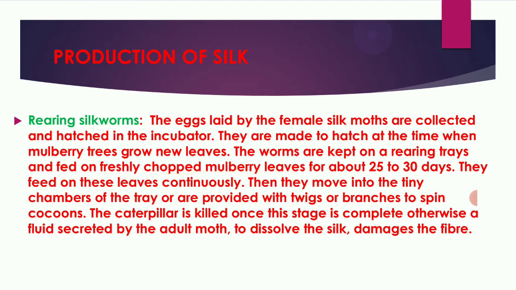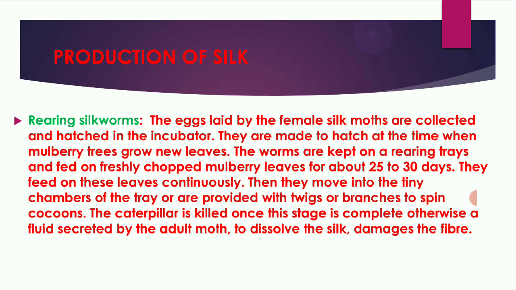The worms are fed on freshly chopped mulberry leaves. They give the mulberry leaves to them so that they eat them. The worms are kept on a rearing tray and fed on the freshly chopped mulberry leaves for about 25 to 30 days. They feed on the leaves continuously.